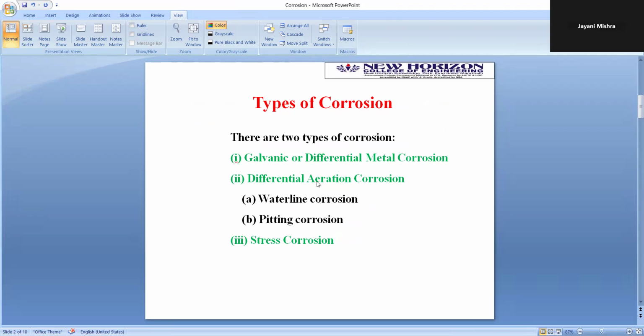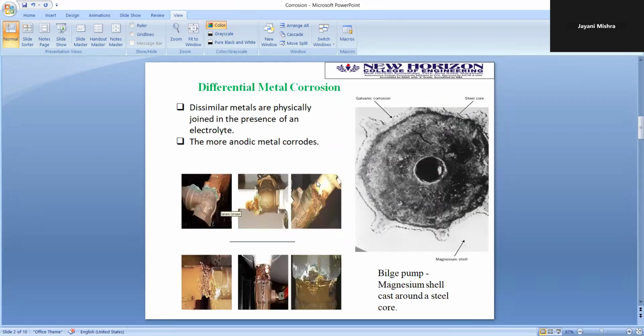So let's start with differential metal corrosion, which is also termed galvanic corrosion. As you see here, we have taken real life examples where two dissimilar metals are in contact with each other. Here you can see copper and steel, copper and iron, magnesium and iron. When two dissimilar metals are in contact with each other, the metal which is acting as anode is undergoing corrosion. So here you can see clearly how iron is corroding.